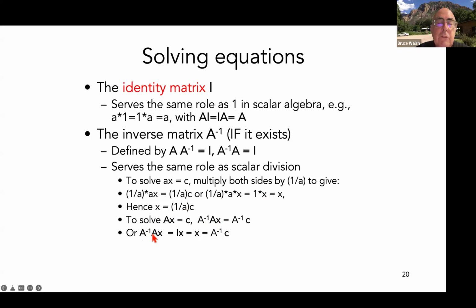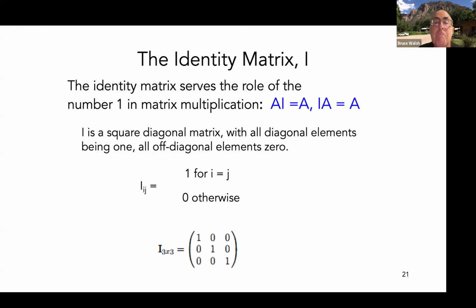Or A inverse times AX. Well, A inverse times A is I, the identity. I times X equals X, therefore I get X equals A inverse times C. So that's the motivation for what the inverse is. An obvious question is, does it exist and can you find it?